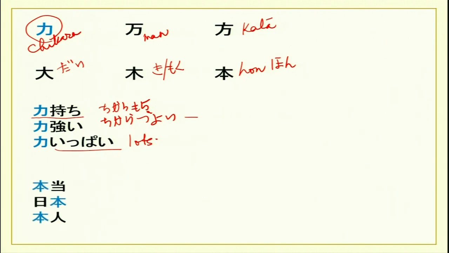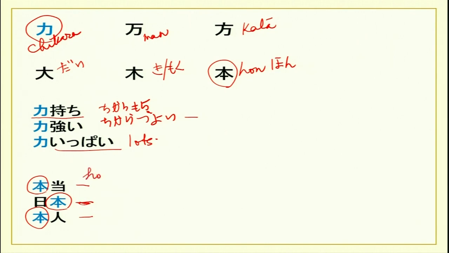Then we will do this, hon. This is very, very simple. You have done nihon, which is Japan. Only concentrate on the blue part. It will be easier to remember. Nihon. Now this is honto, really, and hon, nin, the real person.